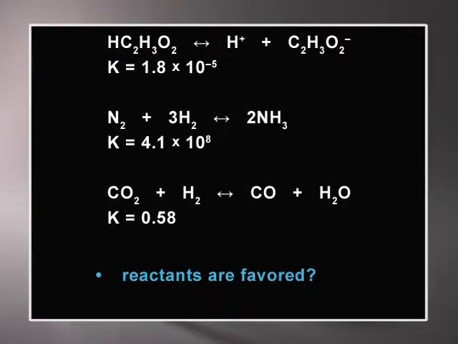Well, after you've answered the first two correctly, that kind of tips off the answer to the last one, doesn't it? For which reaction are the reactants favored? Well, it's obviously got to be this one, doesn't it? Since K is very small, that means that the numerator of the equilibrium expression has to be small. There will be very little hydrogen ion and acetate ion present at equilibrium. And the denominator will be large. There will be a lot of reactants left at equilibrium. This reaction doesn't go very well at all.